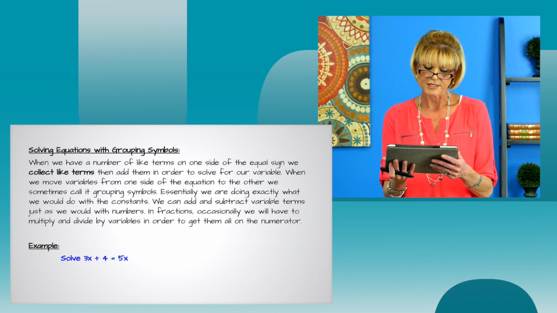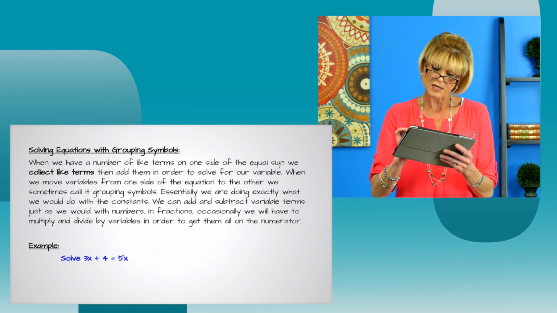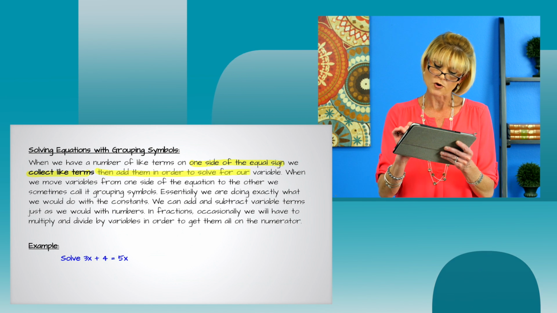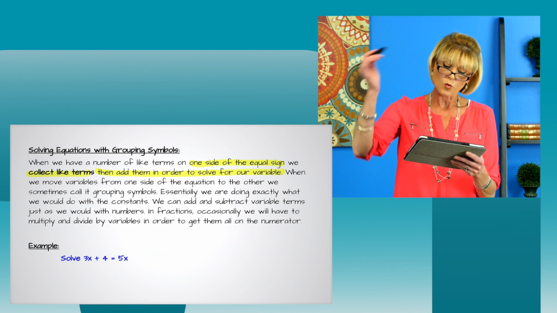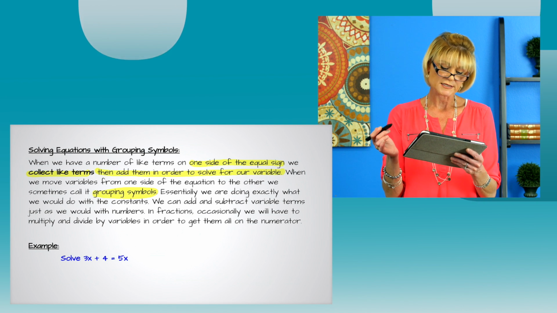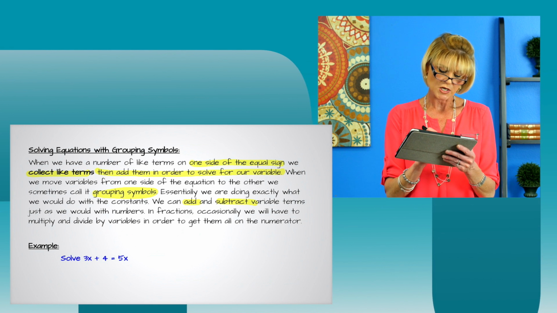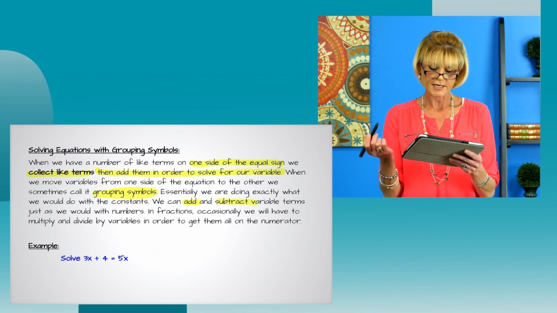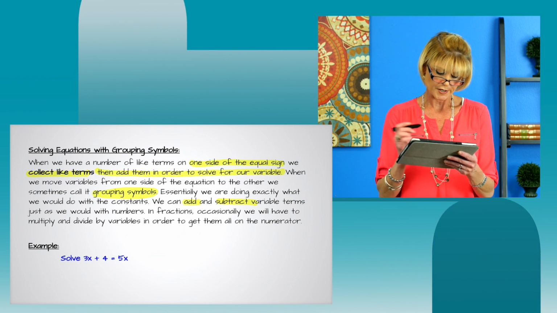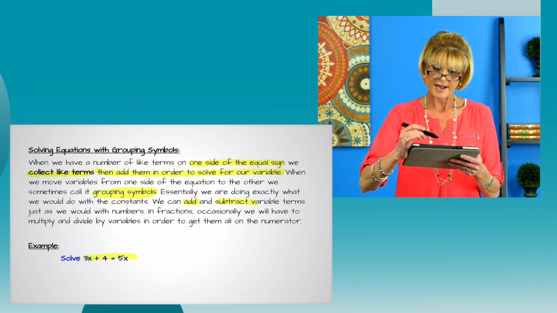Let's talk a little bit about solving equations with grouping symbols. When we have a number of like terms on one side of the equal sign, we collect like terms and then add them in order to solve for our variable. When we move variables from one side of the equation to the other, we sometimes call it grouping symbols. Essentially, we're doing exactly what we would do with the constants. We can add and subtract variable terms just as we would with numbers. In fractions, occasionally, we will have to multiply and divide by variables in order to get them all on the numerator. So, example here is, solve 3x plus 4 equals 5x.